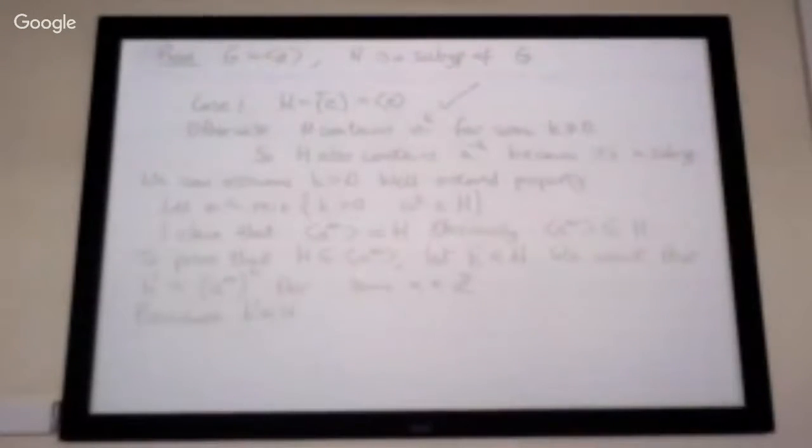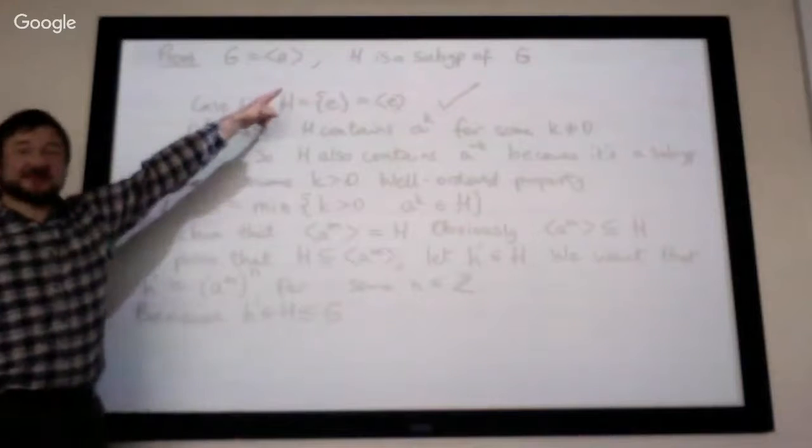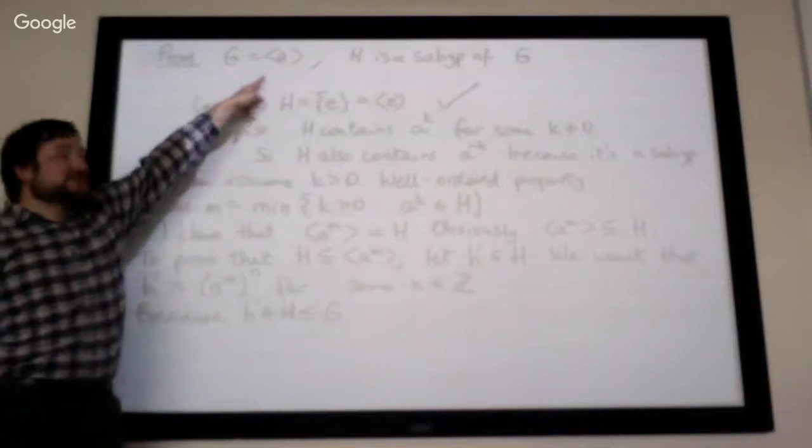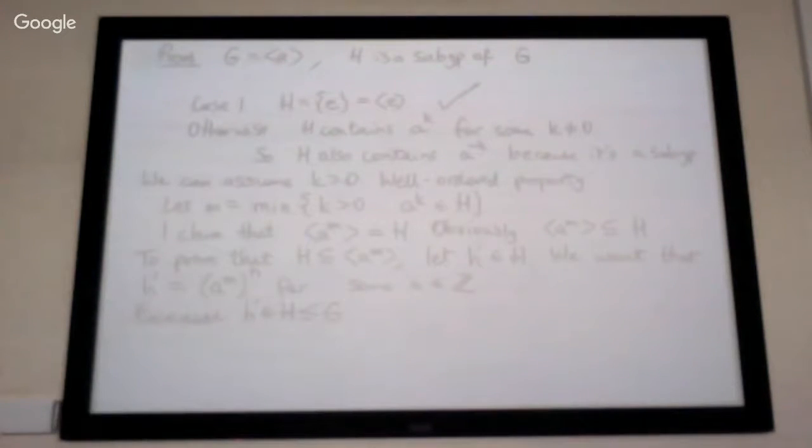H dash is in H, because H is a subgroup of G, we started with that assumption. And H dash is in H, so it's also in G. And G is generated by A. So H dash must be some power of A, because it's in G and G is generated by A.